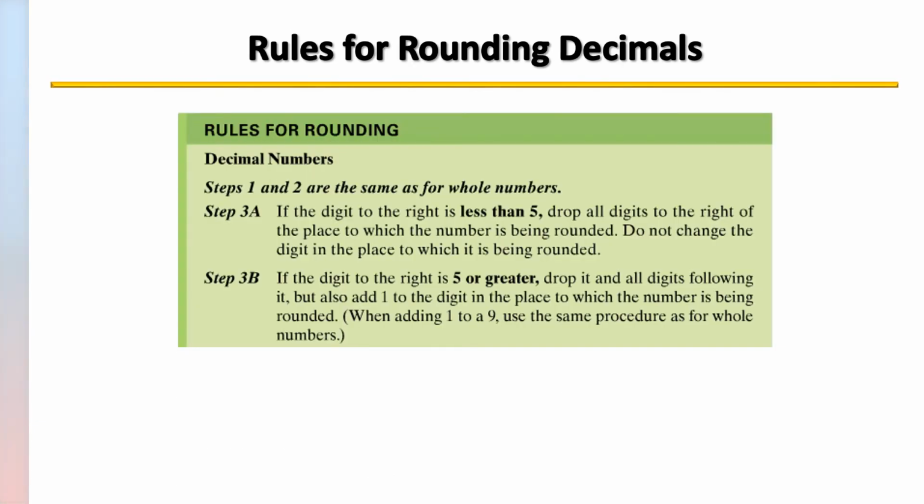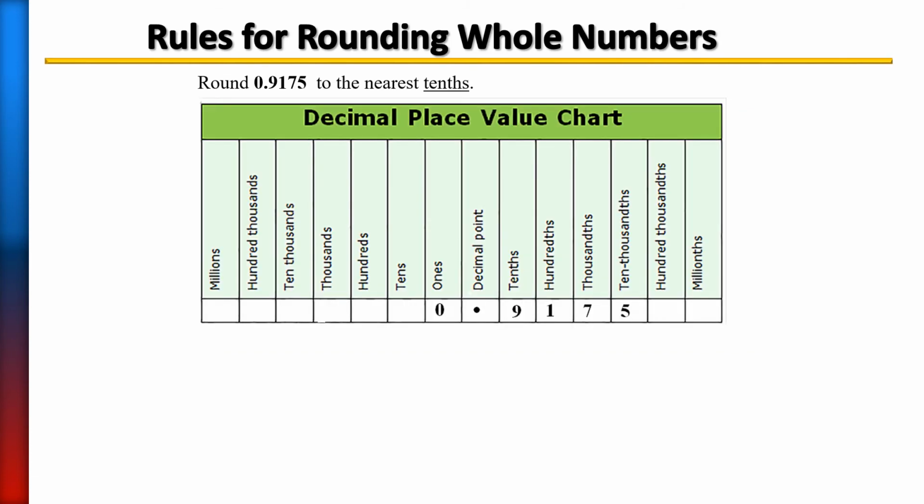Now let's go over the procedures for rounding decimals. The first steps are the same as steps 1 and 2 for whole numbers: whatever digit you're asked to round to, you look to the right of that number and then use steps 3A and B to determine what you're going to do with it. So let's do an example. Here we're asked to round 0.9175 to the nearest tenths place.